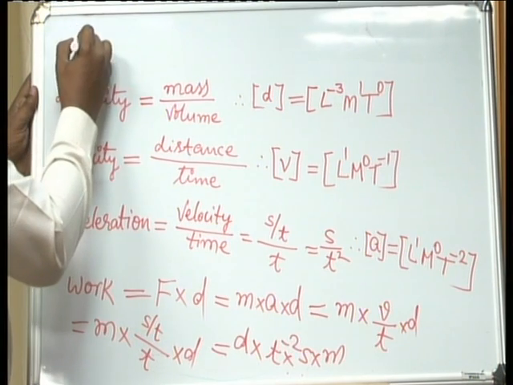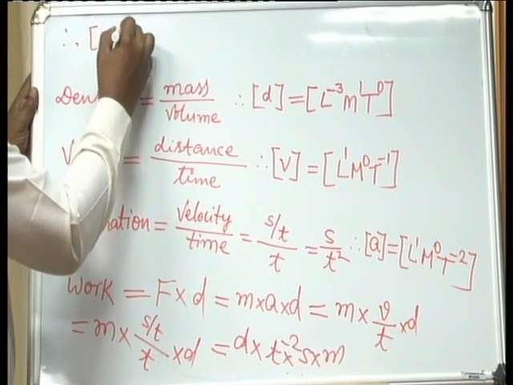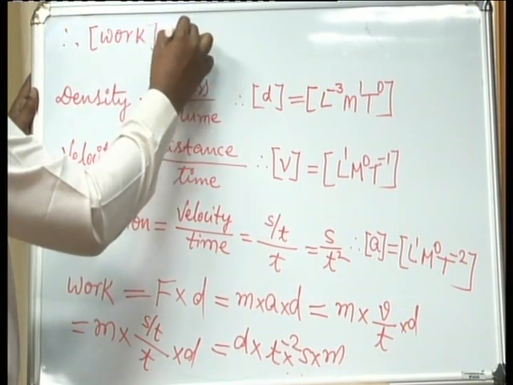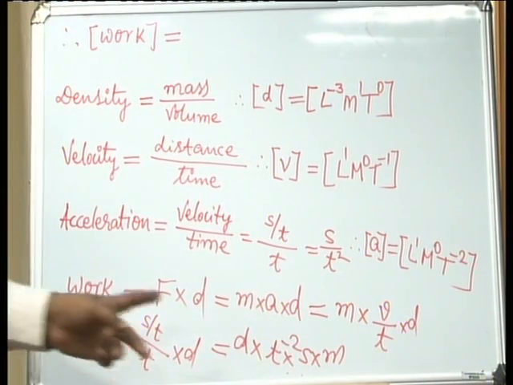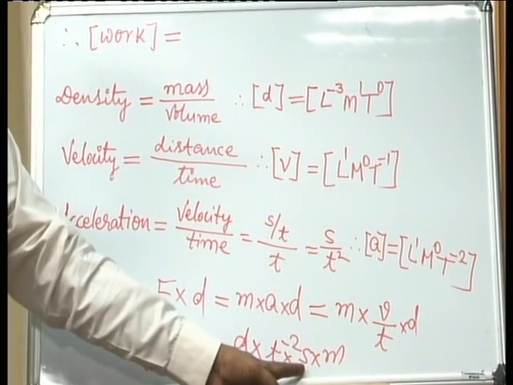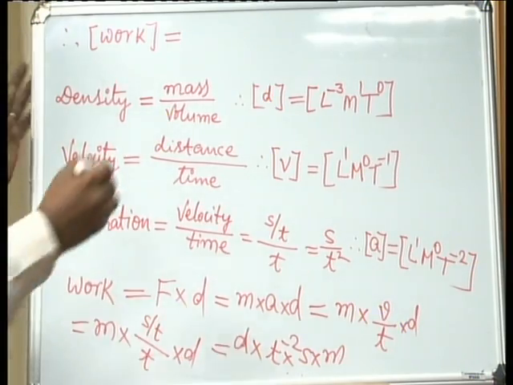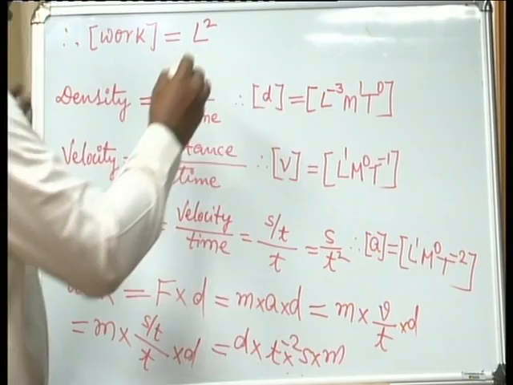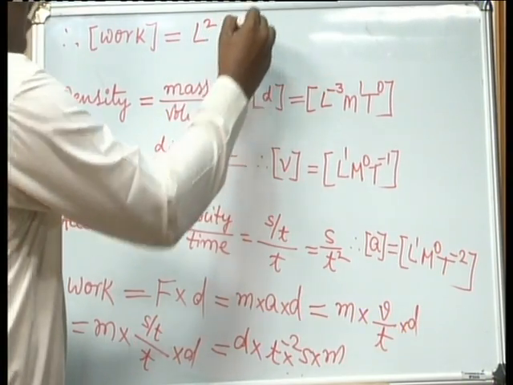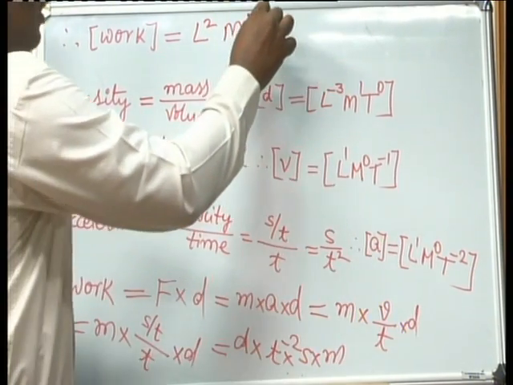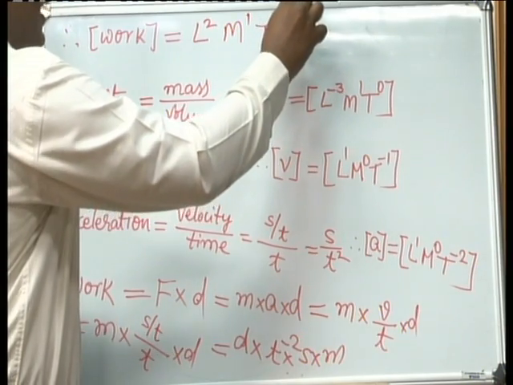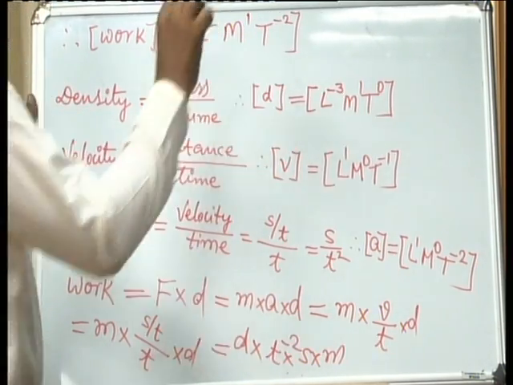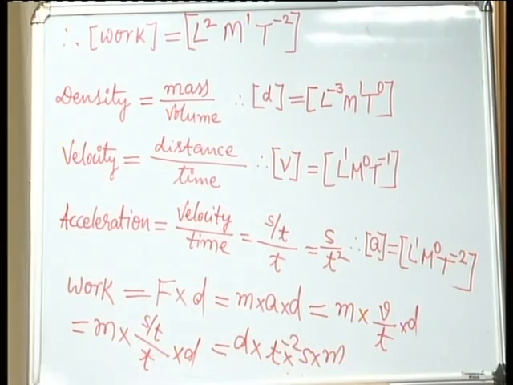So, therefore, the dimensional equation of work: how many lengths? The distance s is also a length, so L into L is L square. M is used once, so it is M power 1. T is to the power of minus 2. In this fashion, you may write down the dimensional equation of a given physical quantity.